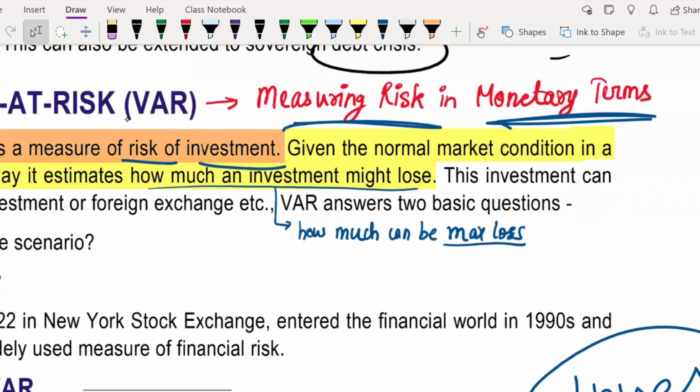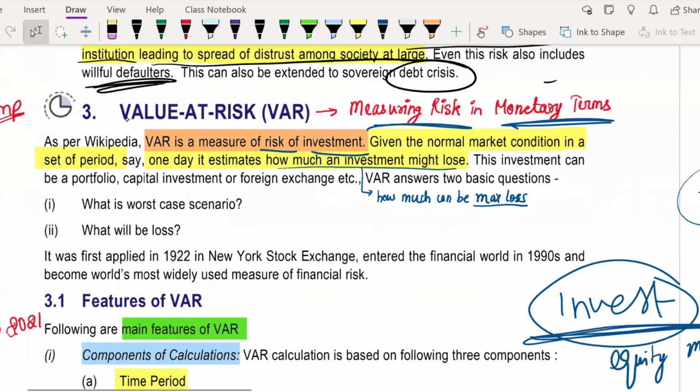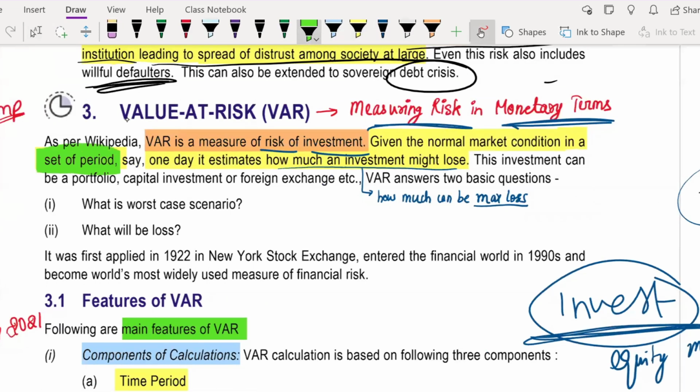So basically, given normal market conditions, in a set period of time, how much is the maximum loss that you can have, or how much an investment might lose? In a set period of time, it can be 1 day or 1 month or 1 week or 10 days, depending on the time period that you have. How much can be your maximum loss? This is what is known as value at risk.